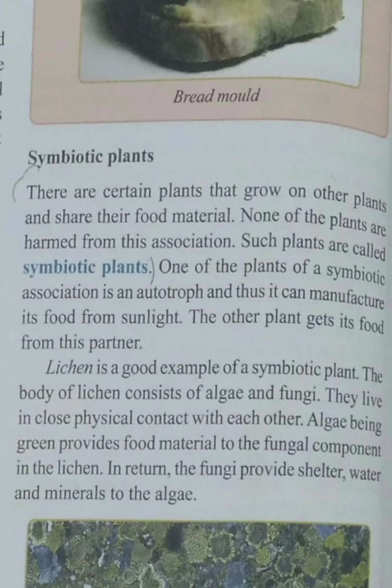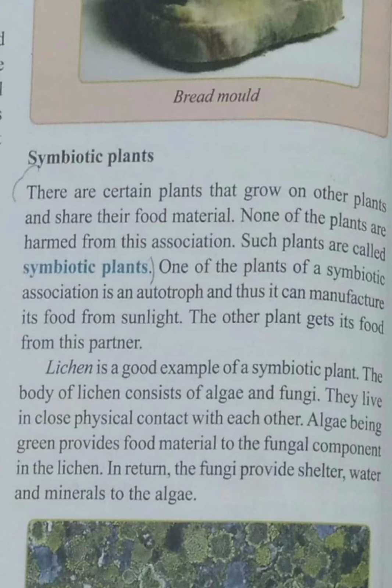Symbiotic plants. There are certain plants that grow on other plants and share their food material. None of the plants are harmed from this association. Such plants are called symbiotic plants. One of the plants of a symbiotic association is an autotroph, and thus it can manufacture its own food from sunlight. The other plant gets its food from the partner.